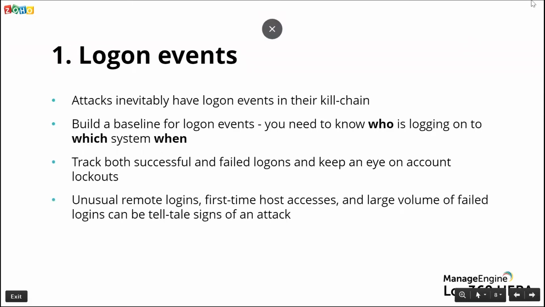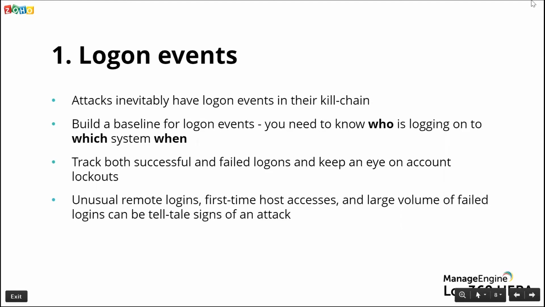The first type of events and anomalies that I want you to track are logon events. The reason is because most attacks inevitably have logon events in their kill chain, right? When an attack happens, someone must have logged on somewhere. Either they themselves carry out the attack or someone compromises their account, and for that you have to have logon events, right? So normally speaking, when we track logon events using rules, there's only so much you can track.